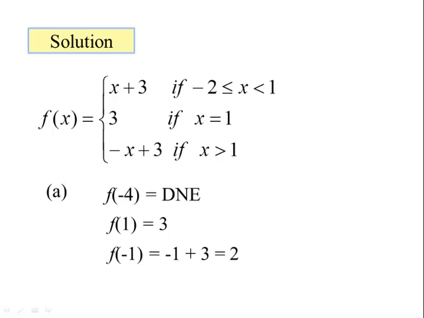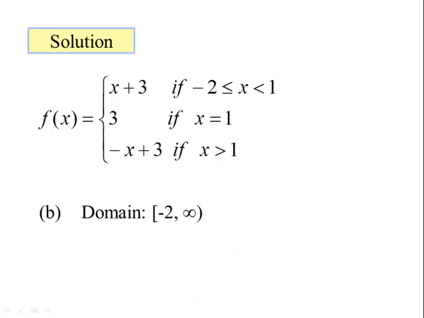F of -1 would fall into this region. So we use x plus 3. So that would be -1 plus 3, which is equal to 2. So f of -1 is 2. Then f of 3, 3 is greater than 1, so we use this piece. So this would be -x, or -3 plus 3, equals 0.